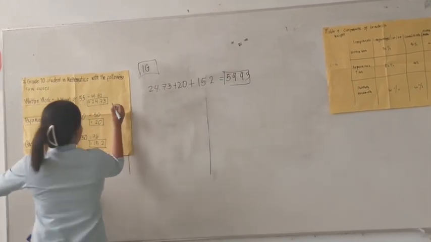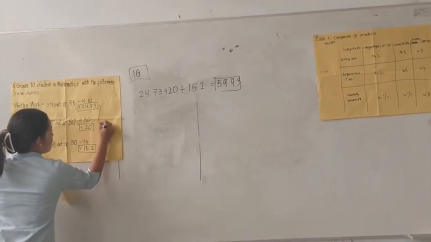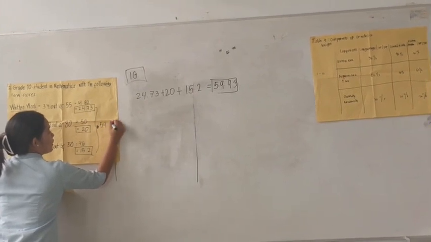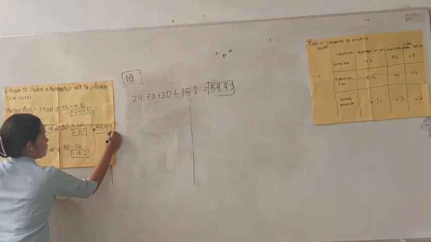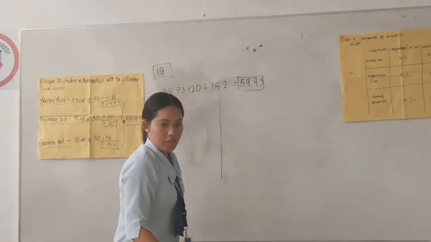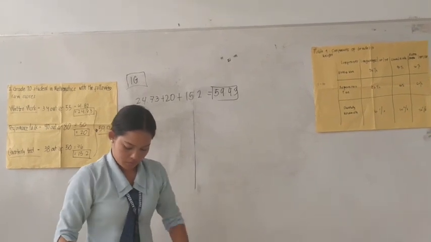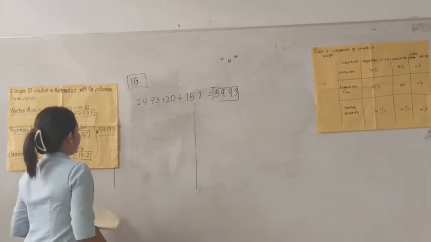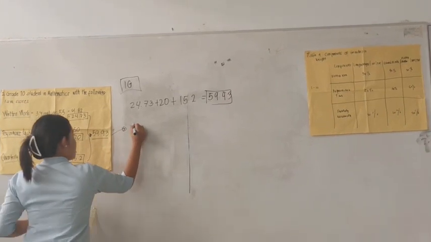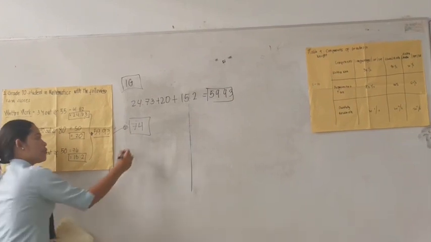The initial grade of this is 59.93. Now we're going to use the transmutation table, which is found on the DepEd website. So 59.93 is equivalent to 74. 74 is the transmuted grade.